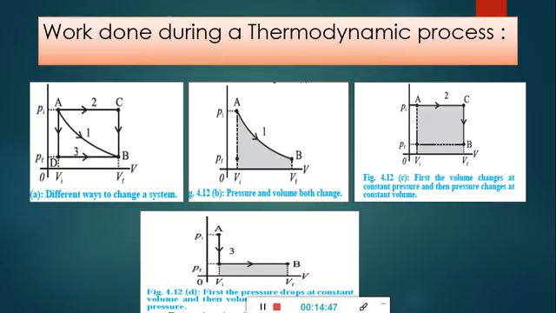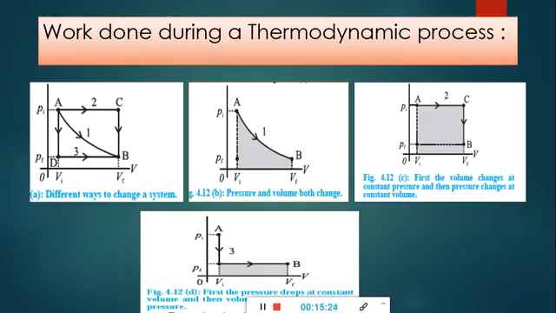Now in the second case, again the system changes from A to B. In this case, the volume increases from the point A up to the point C at the constant pressure Pi. Now after point C, the pressure of the system decreases to Pf at constant volume. So the system thus reaches its final state B with coordinates Vf and Pf. The work done in this process is again represented by the shaded area.